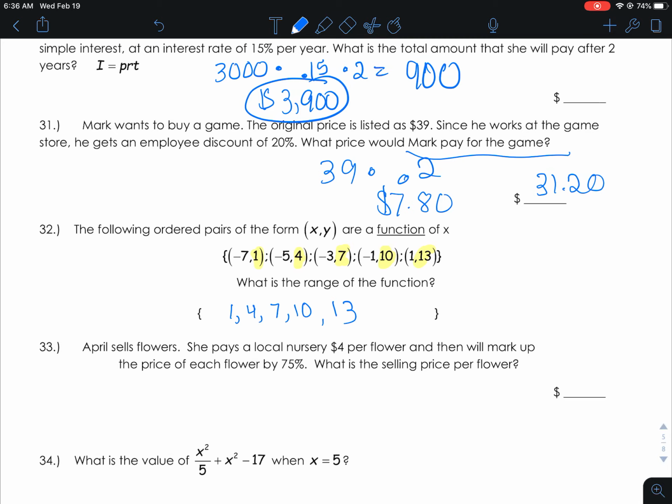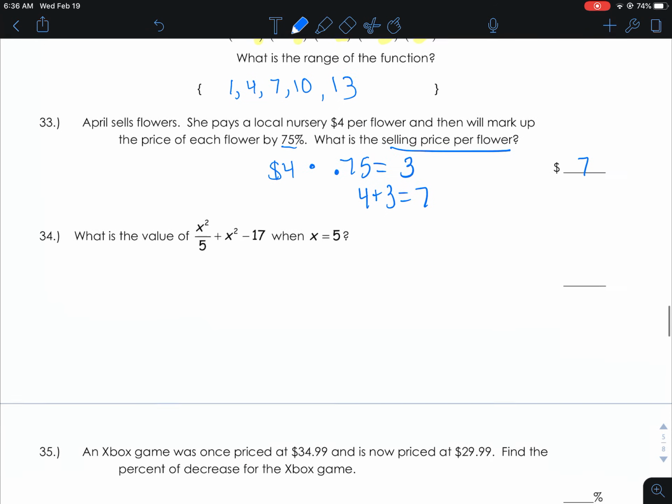April sells flowers. She pays a local nursery $4 per flower and will mark up each price 75%. What's her selling price? So she's going to mark it up 75%. So we're going to do 4 times 0.75, which is 3. And then we're going to add $4, since it's a markup. So her total amount was 7.